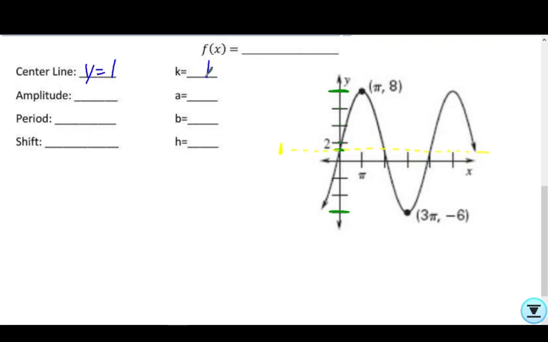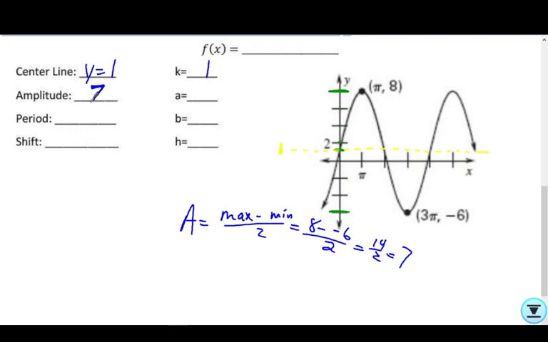We just calculated our amplitude. Because I know my maximum's at 8, my minimum's at -6. Remember there was that amplitude equation? A equals max minus min over 2. In this case, it's 8 minus -6 over 2, which is 14 over 2, which is 7. So my amplitude is 7, which means A is 7. Okay? Now let's look at my period.